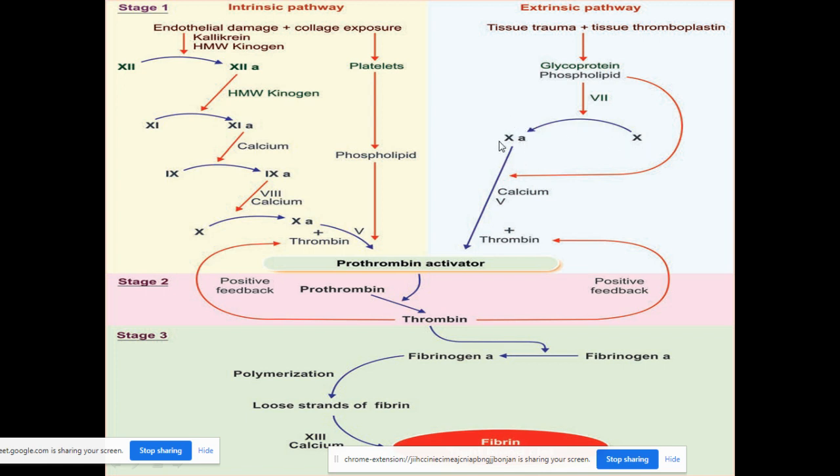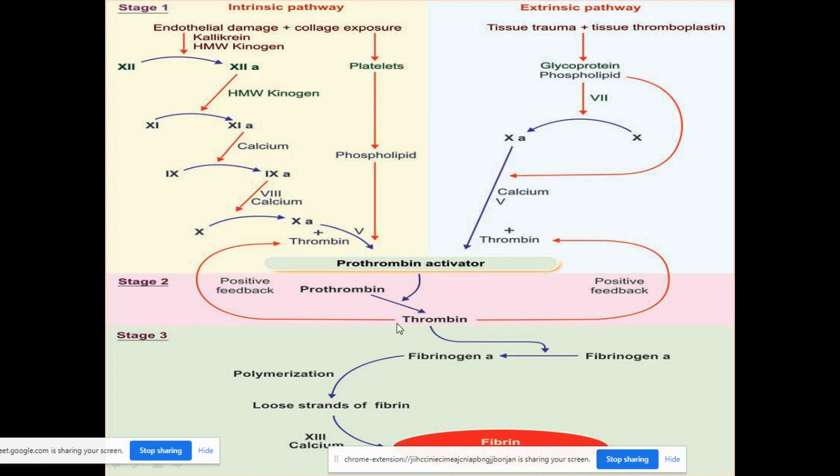Again, the activated factor 10 will combine with calcium, factor 5, and phospholipid. It will also combine with thrombin, which is important, to form the prothrombin activator. Now both the intrinsic pathway and the extrinsic pathway have formed the prothrombin activator, which is very important for the second stage, where this activator will convert the prothrombin to thrombin.